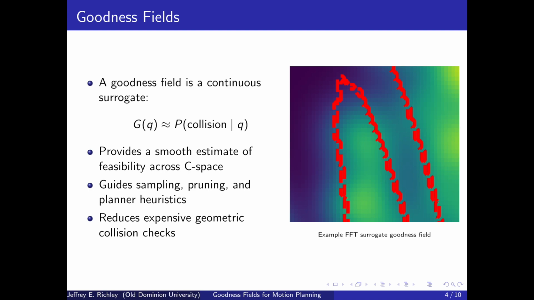From a planning and control perspective, this is valuable because it gives the planner dense, continuous information about feasibility. The planner can use this field to guide sampling, prune unsafe regions, and shape heuristics, while significantly reducing the number of expensive geometric collision checks.